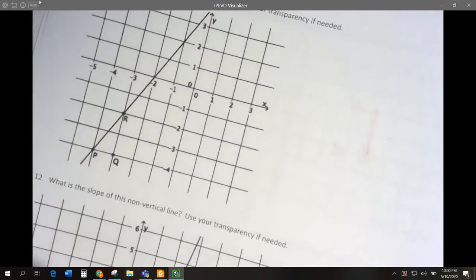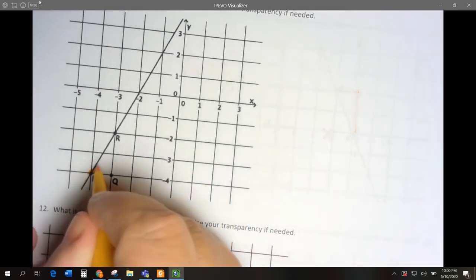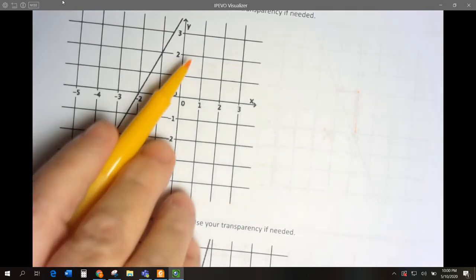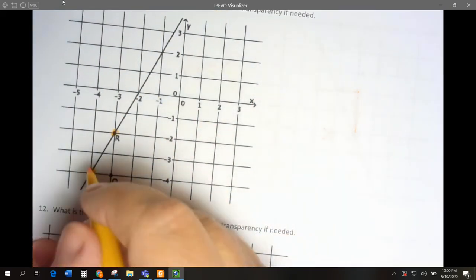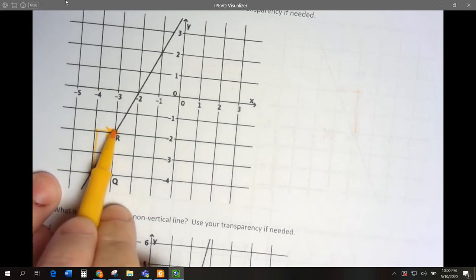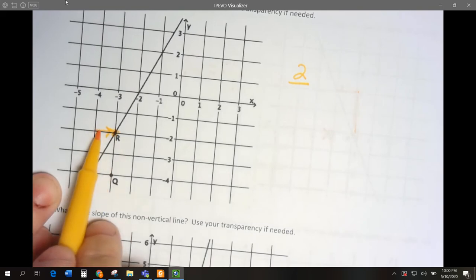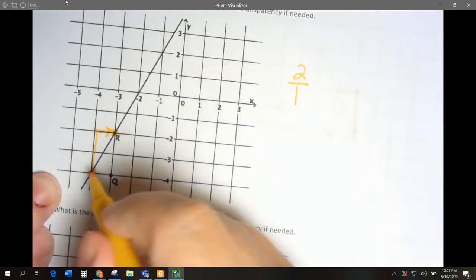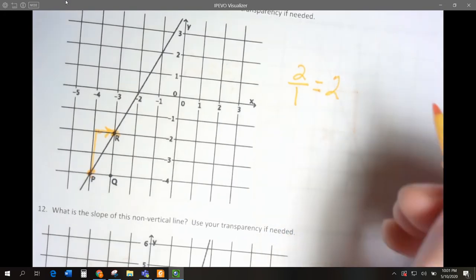Let's look at number 11. They give us our P and our R. So this can be positive or negative slope. It's going upwards, right? It's going upwards from left to right. Therefore, it's going to be positive. Going up and to the right. So we're going up from -4 to -2. So that's a rise of 2. And we're going from -4 to -3. So that's a run of 1. Rise of 2, run of 1. So our slope is 2/1, or a positive 2.